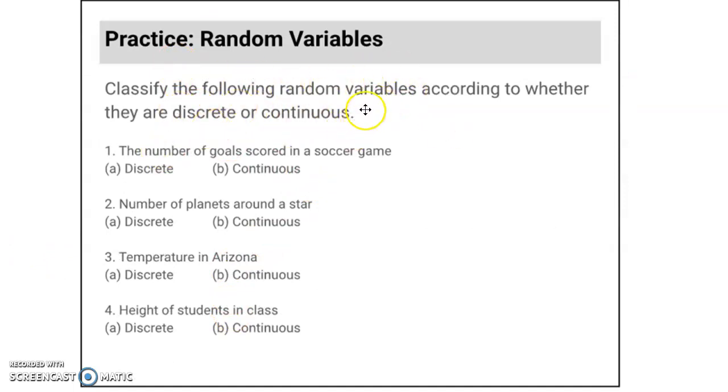All right. For example, here, we're asking you to classify the random variables according to whether they're discrete or continuous. Pause the video, try this one out, and then see whether you can figure this out. All right, the number of goals scored in a soccer game, of course, that is discrete. You can score 1 goal or 2 goals, but you can't score 1.5 goals.